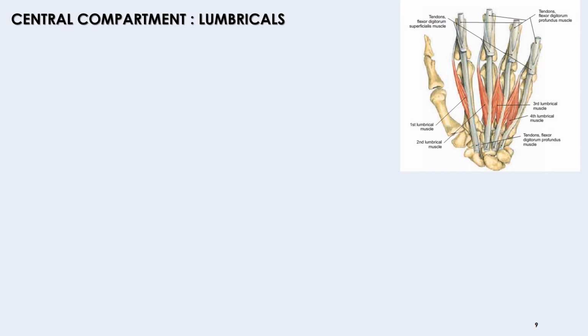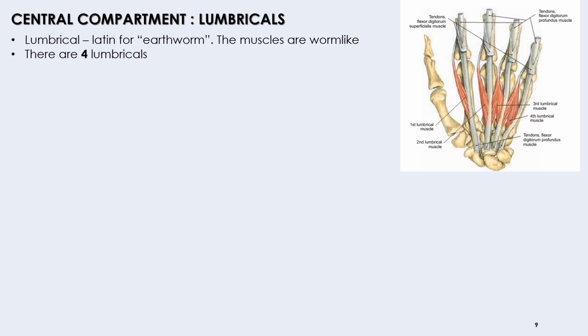So coming to the central compartment, we have a set of muscles called the lumbricals. The lumbricals are worm-like muscles. Actually, the word lumbrical is Latin for earthworm. So we have 4 lumbricals, and we can see in this diagram here that they are associated with the second, third, fourth, and fifth digits, and not the thumb.